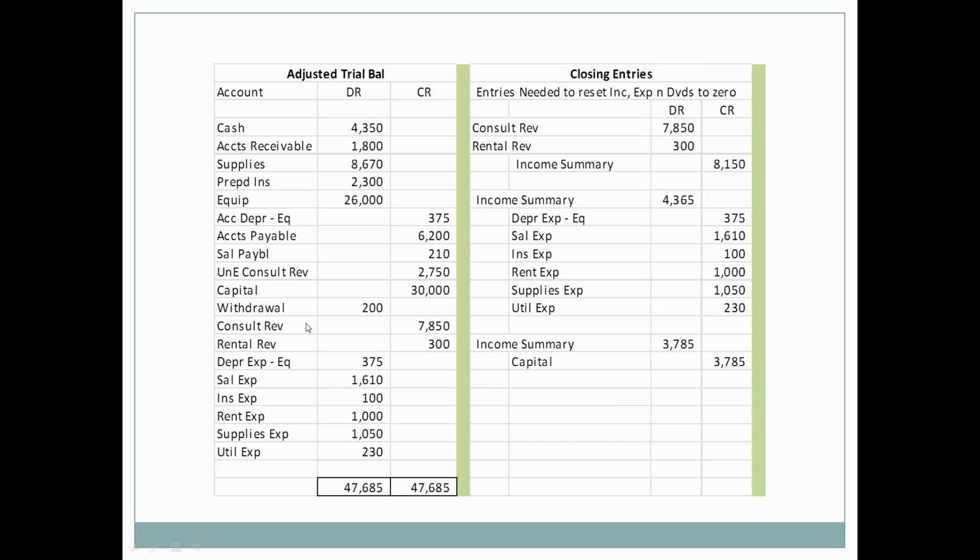Lastly, we said that not only do we want to close out the income statement accounts, revenue and expenses, but we also want to close out the withdrawals account. So that is going to be closed to capital. Normally it's a debit-based account, so we're going to credit it and credit the amount to capital. So all of the income statement accounts and the statement of owner's equity accounts are going to be closed out to capital, which is a balance sheet account.